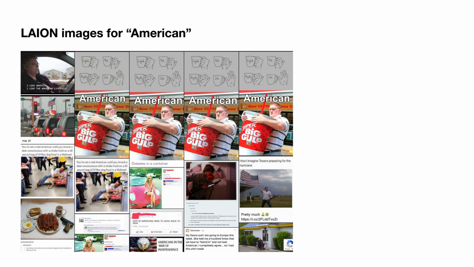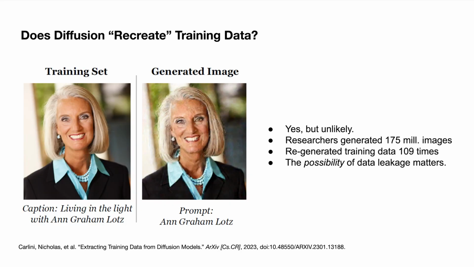So in later classes, we're going to go into what the internet has to say about people and the things that shape the output of these systems in often problematic ways.